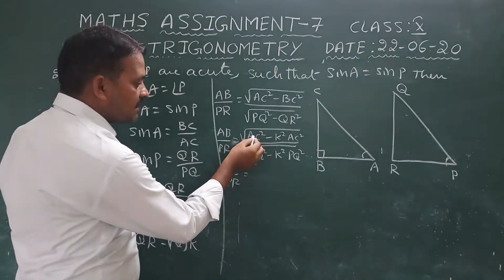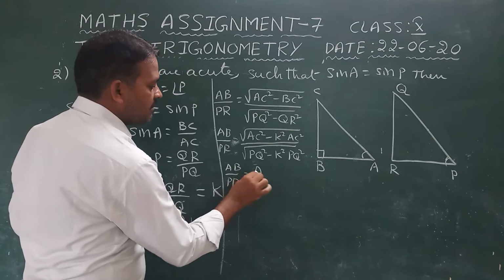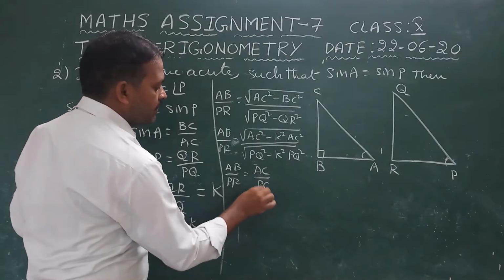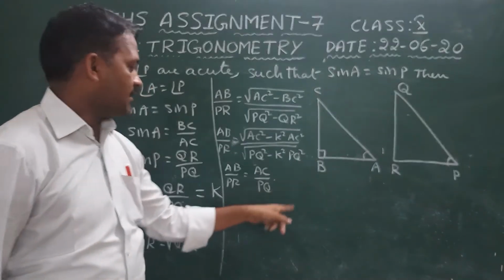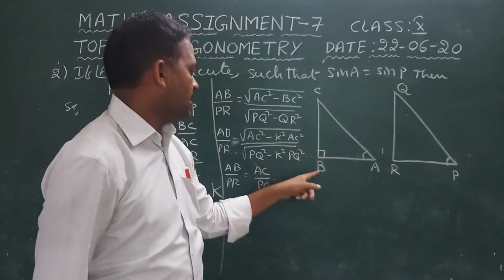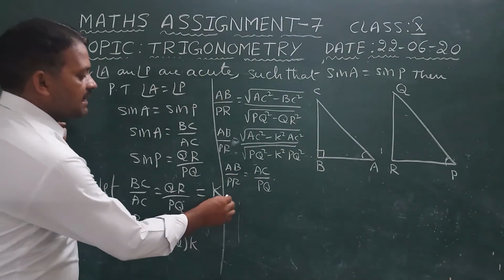So then you will get AC square and PQ square taken out from the root. So then you will get AC by PQ. So AB by PR is equal to AC by PQ.